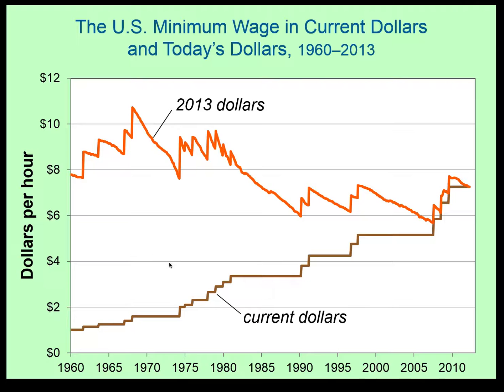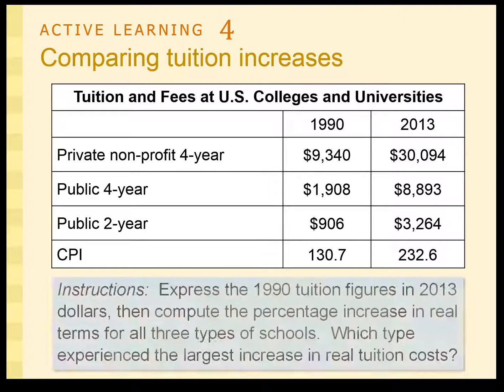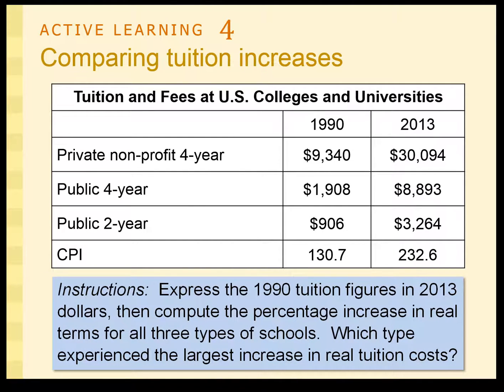So it might not be an exact comparison, but it's the best guess. Okay, so what I want you to do is go ahead and compare the prices right here of the colleges in 1990 to the prices here in 2013. What you need to do is convert all three of those prices into 2013 dollars, and then you can actually compare them.